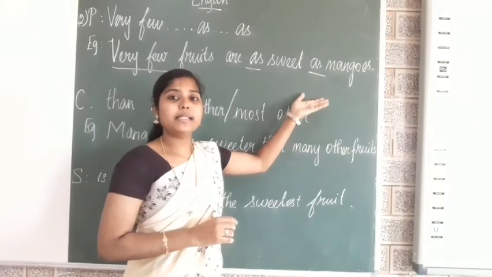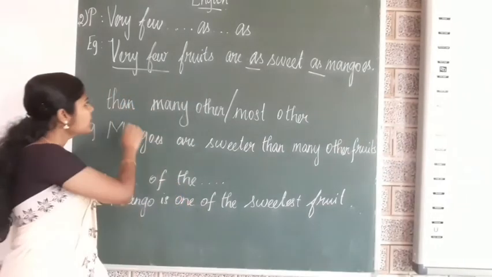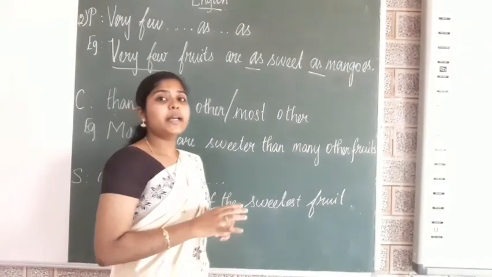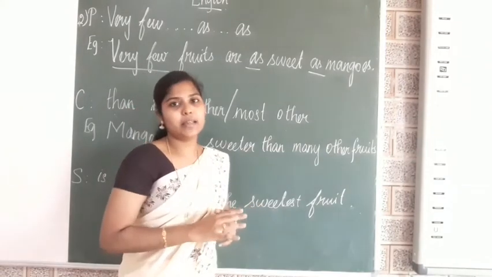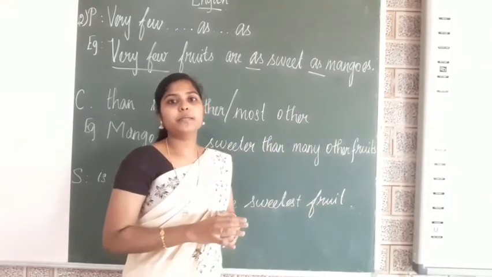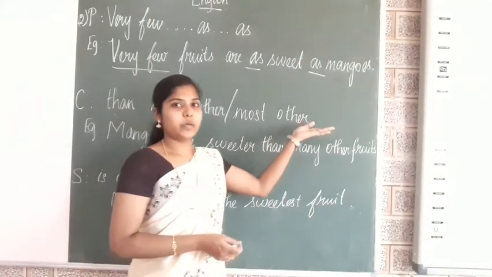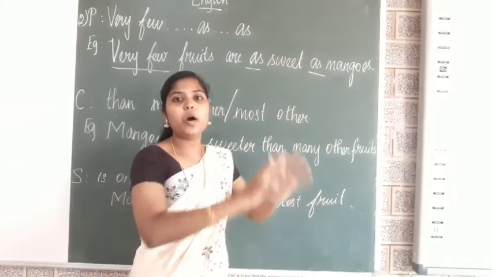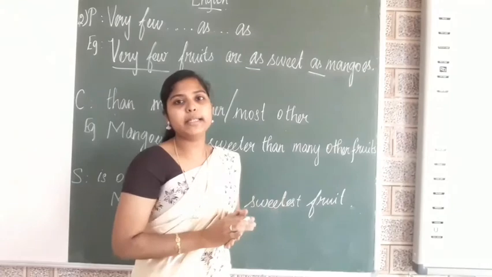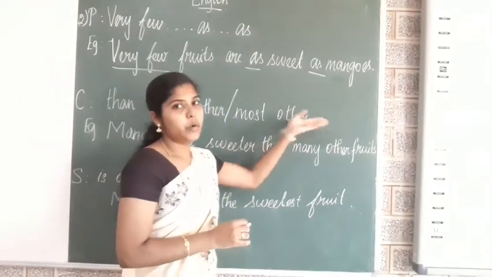How can we write this into a comparative form? In the comparative form, the rule is than many other or most other. In the second rule, we have learned than any other. But here, than many other or most other. Not on the whole, not as the rest of the fruits, but the majority of the fruits.